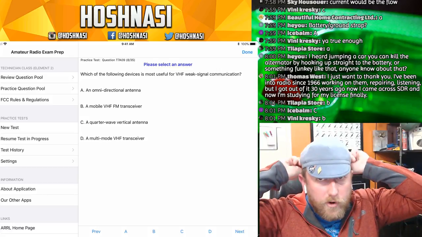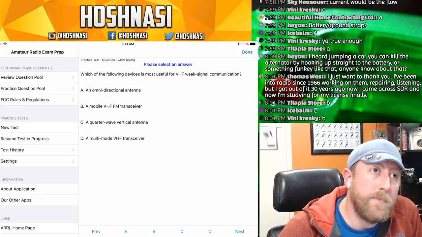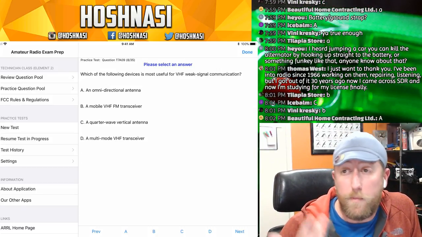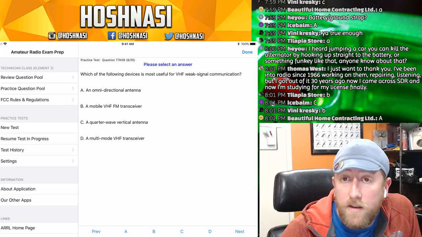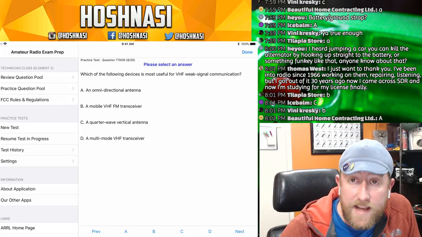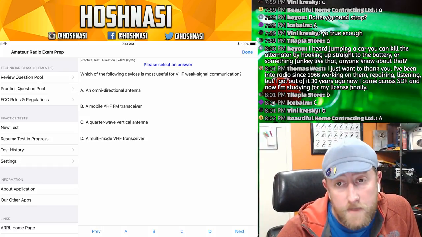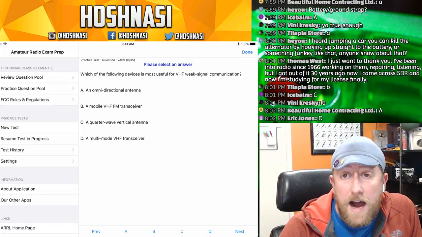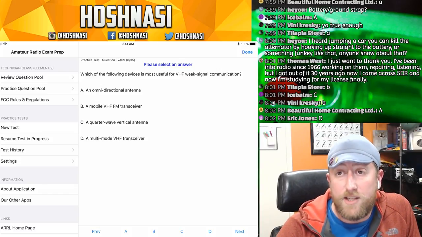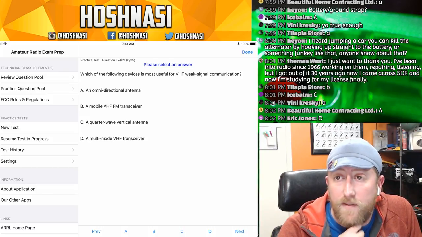Quarter wave vertical antenna is going to be more lossy than a half wave antenna. Like a half wave dipole in HF, that's what I use for QRP. Very good. An omnidirectional antenna, also some kind of loss involved. And then you get a mobile VHF FM, which is one mode. Mode is FM, implies FM. And then multimode VHF transceiver, implying single sideband, FM, digital. I don't see any one of those that leads to weak signal communication, because VHF is pretty high bandwidth, as we already mentioned.